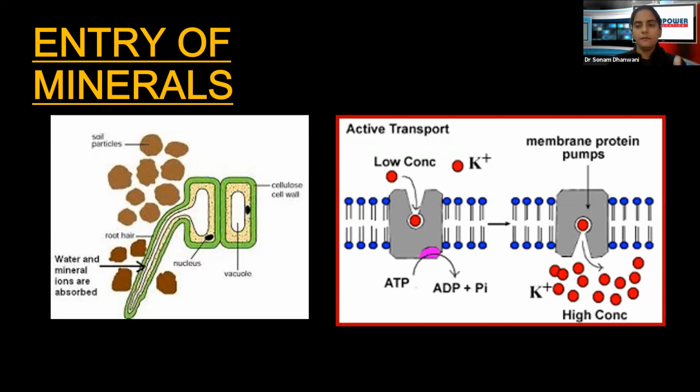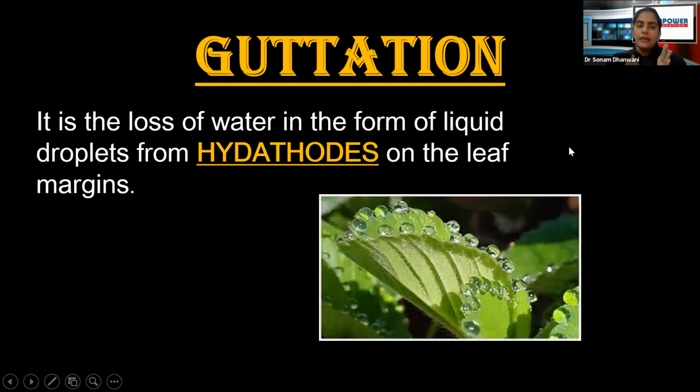So unko ye ATP chahiye, and they actively uptake this ATP for entry into the root hair cell. Okay guys, are we clear with this? Okay. Yes. Coming to another important thing that is called as guttation.